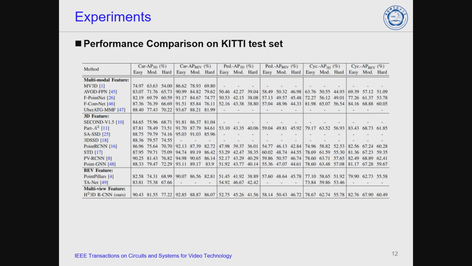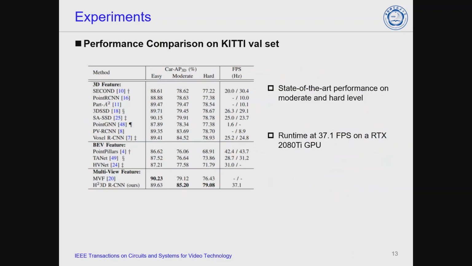We also compare our method with other methods on the KITTI validation set, and elaborate the runtime comparison. In this table, we can find that our method achieves state-of-the-art performance on both moderate and hard levels for car detection. And the runtime of our method reaches 37.1 FPS on an RTX 2080 Ti GPU. This runtime approaches PointPillars, which is famous for its high efficiency.